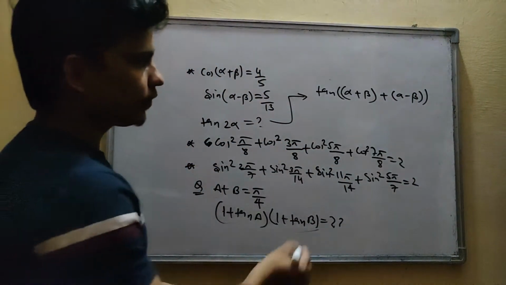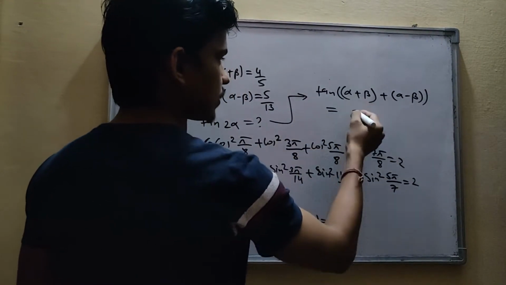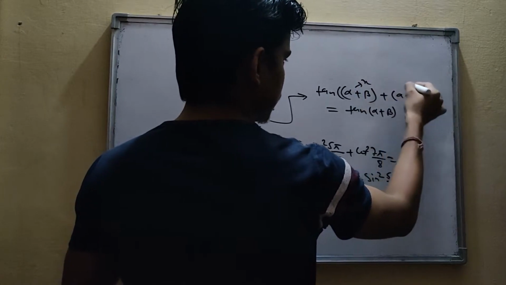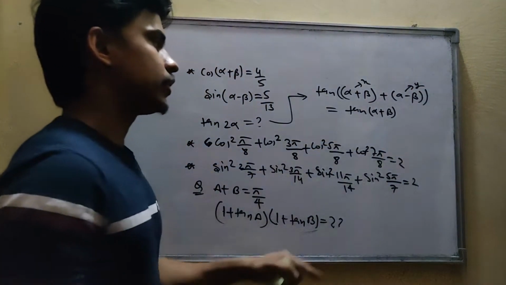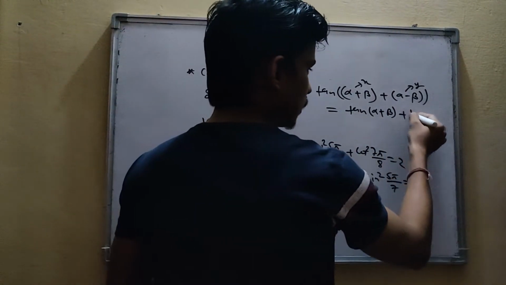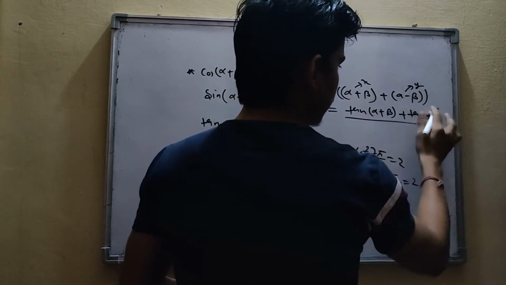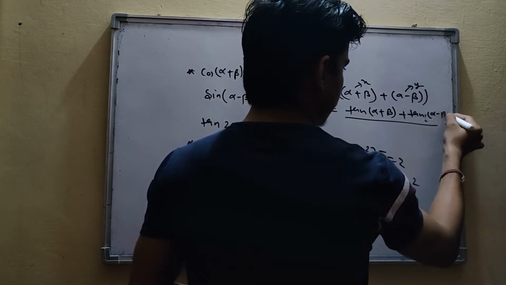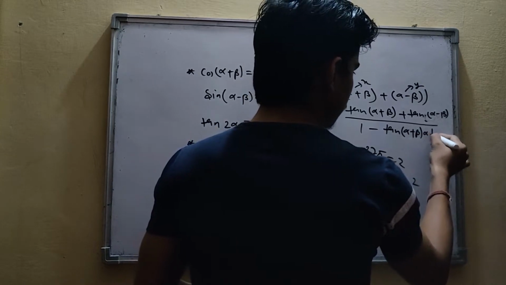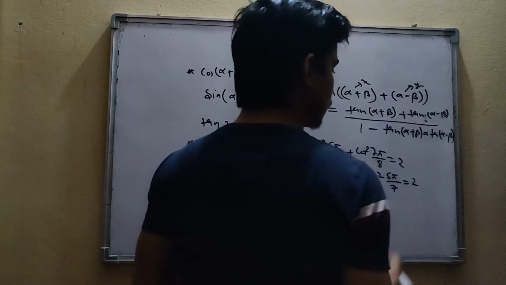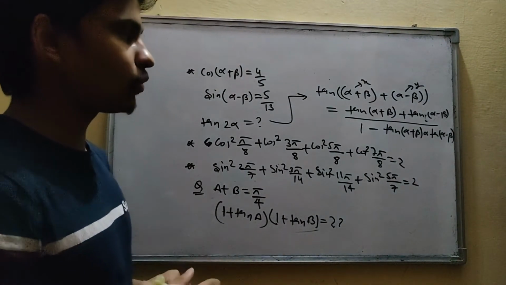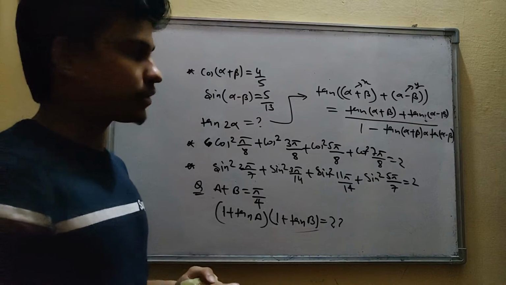Now if I write it like this, this is the formula. If I take alpha plus beta as x, and this whole term as y, then tan(x plus y) equals tan x plus tan y upon 1 minus tan x into tan y, right? Here x is alpha plus beta and y is alpha minus beta. So this is how you can do this. Now the important thing is how to calculate tan of alpha plus beta and alpha minus beta. That is very simple.